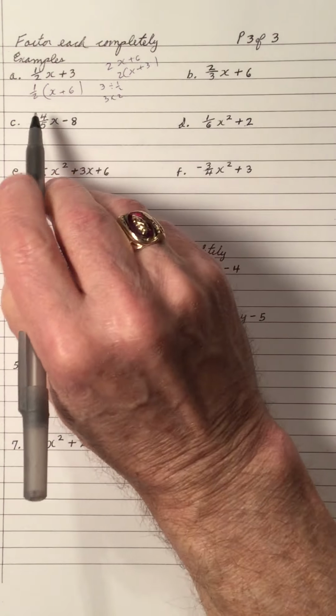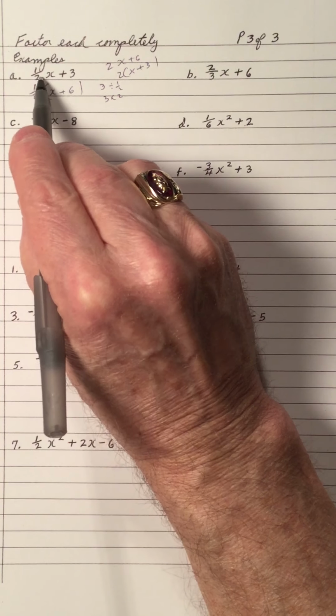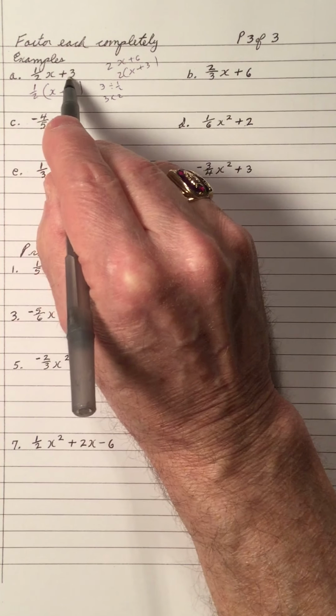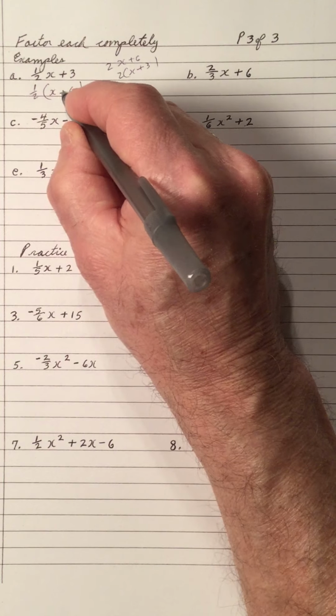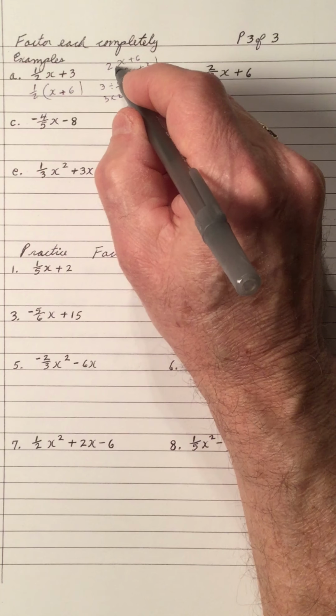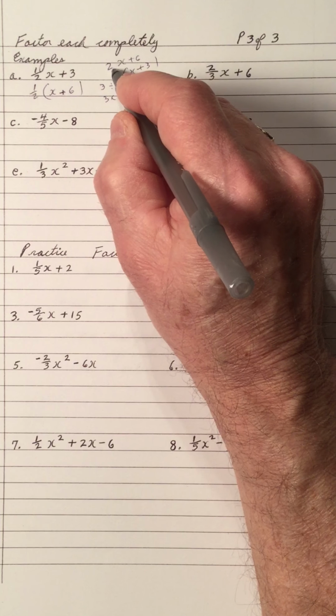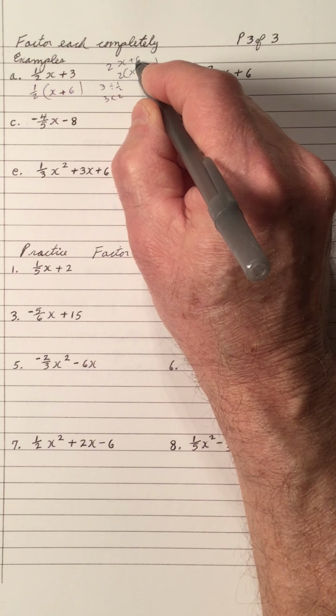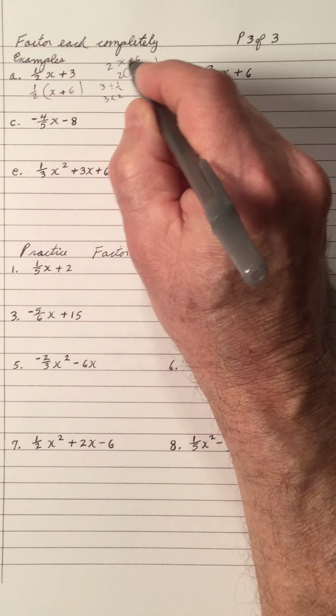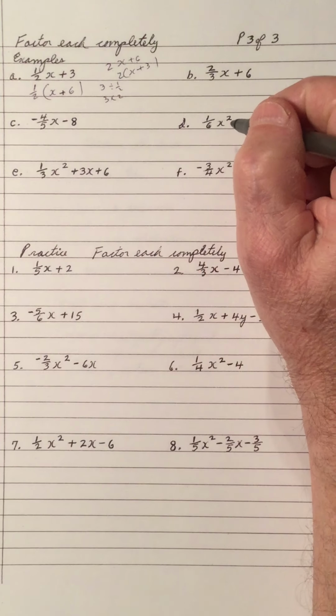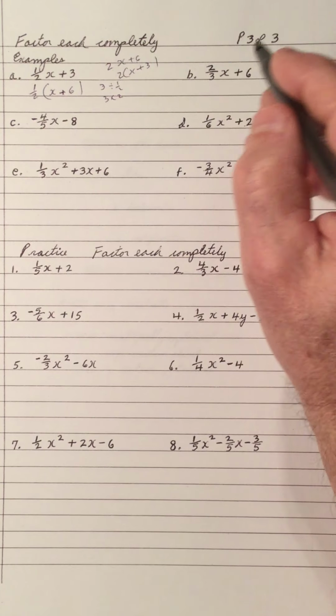So let's check. A half times x, half x. A half of 6, 3. Perfect. So by taking the half out, we divide the half into both of these. That's the same as when we take the 2 out of here by GCF, we divide the 2 into both of these. So we're doing the same idea, only this time we have a fraction.